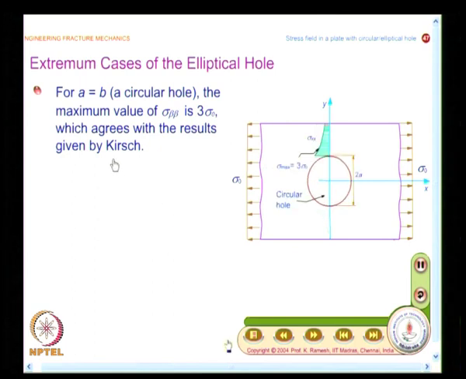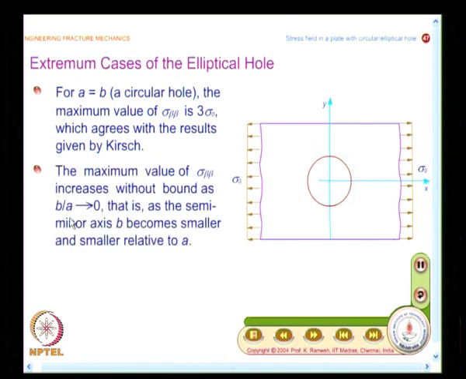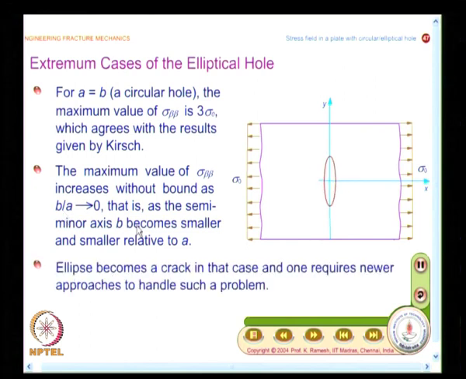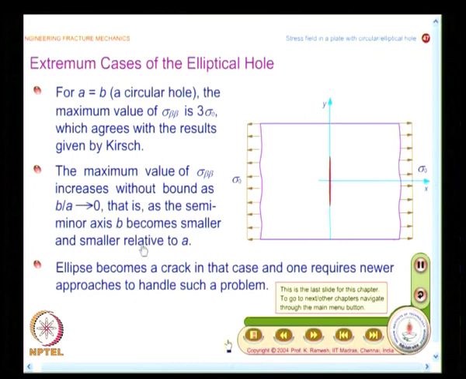And this is what was obtained by Kirsch way back in 1898, and you find when you have a circular hole, the maximum stress is 3 times the far field stress. So, you all know stress concentration factor is 3, and for an elliptical hole you can calculate the stress concentration factor. The moment when you make b tends to 0, you have the modeling of a crack, and what is summarized here is one requires newer approaches to handle such a problem.